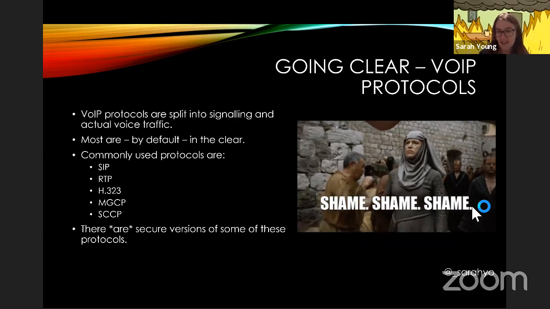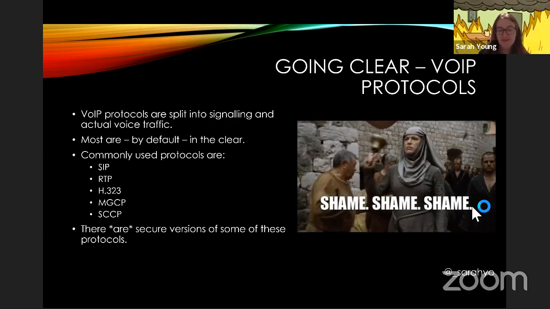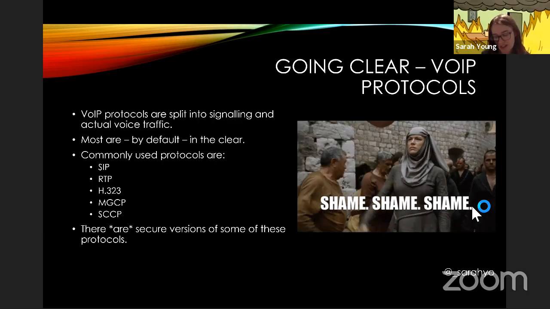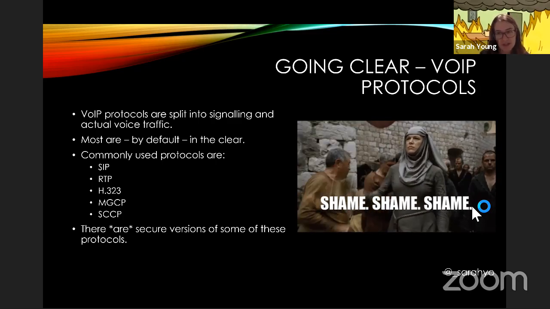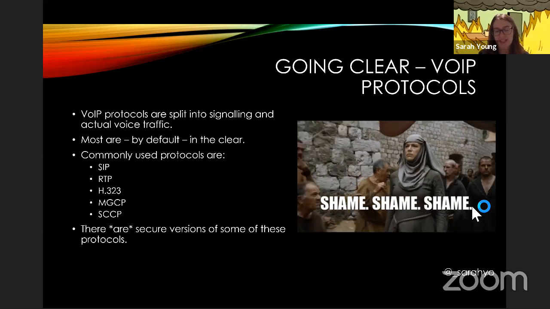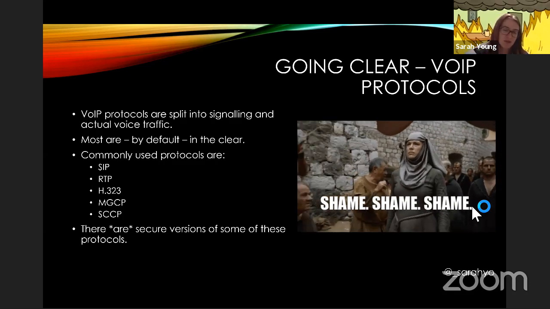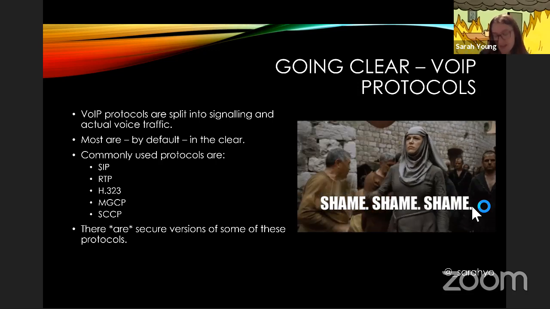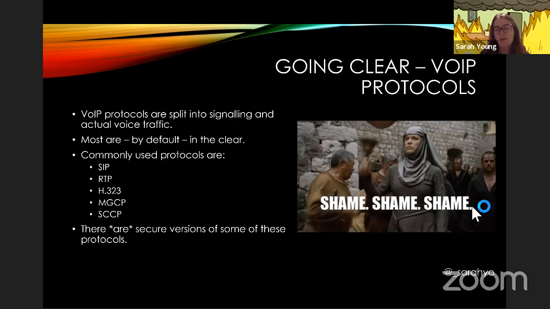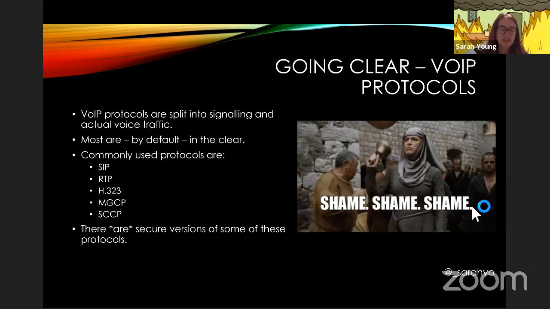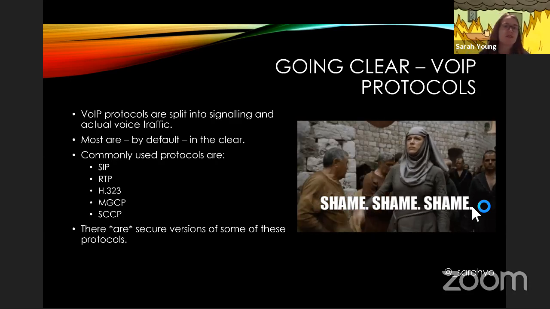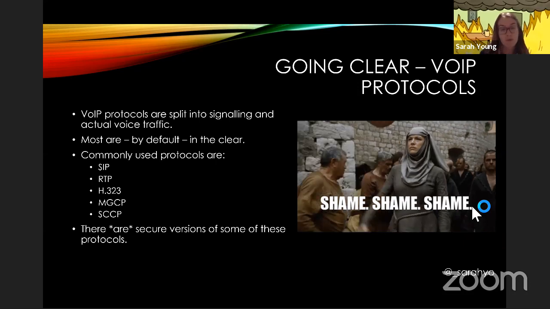As you can see here, if anyone's a Game of Thrones fan, it's just fairly shameful that these protocols are in the clear. I will say, to be fair, that some of these VoIP protocols are very old, and we didn't used to have the same focus on making sure there was an encrypted version of every single protocol. So we probably shouldn't be too harsh on at least some of the older ones. But that doesn't remove the fact that there is still potentially a risk there, so I think it's important to know.